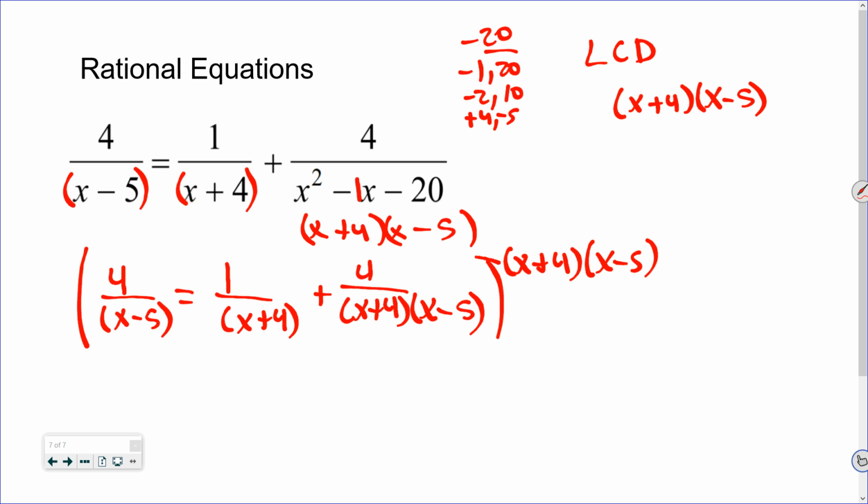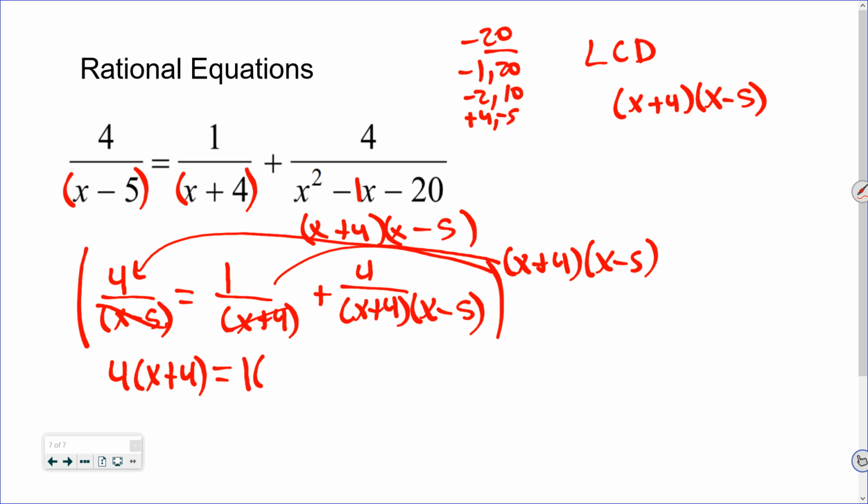When you do this, focus on what's going to cancel. So when I multiply over to there, the x minus 5 is going to cancel with that x minus 5. That would leave me with 4 times x plus 4. Okay, distribute it through here. On this one, the x plus 4 cancels with that x plus 4. So I'm left with 1 times x minus 5 plus. This one works out really nice because both of those cancel with both of those. It'll just leave me with a 4.